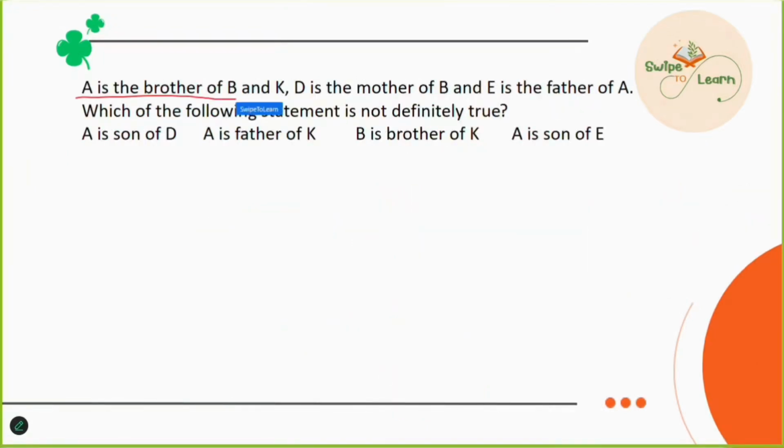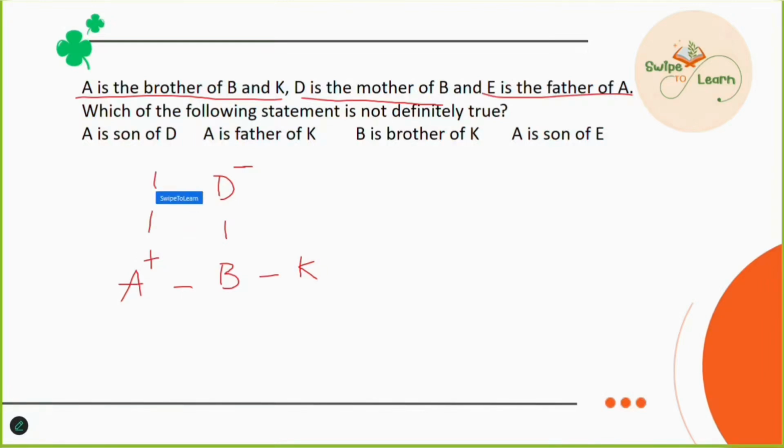Next question. A is the brother of B and K. Okay, A, B and K are the siblings. Next, D is the mother of B. So D is mother of A, B and K. E is the father of A.